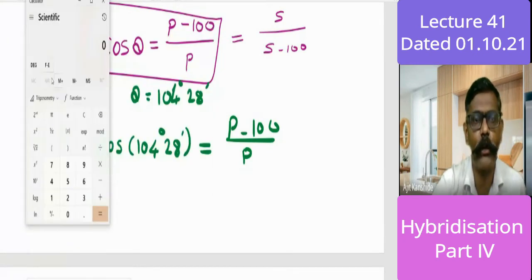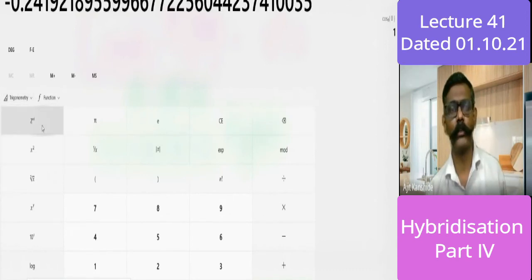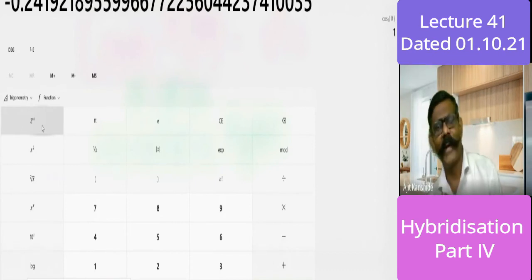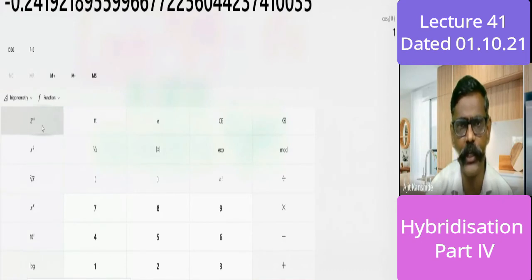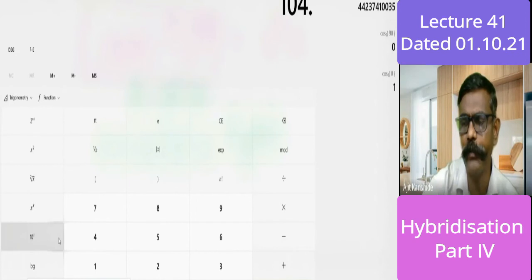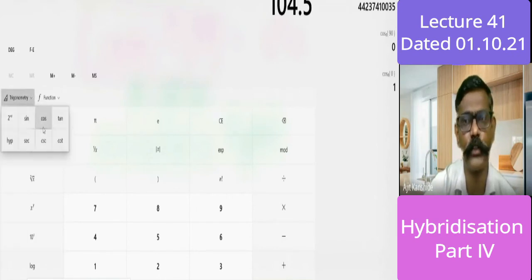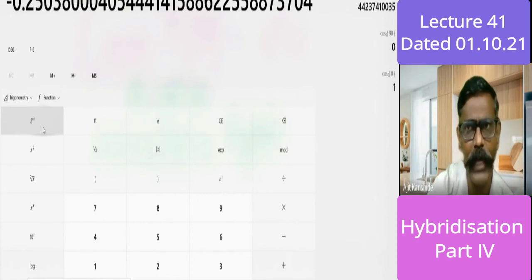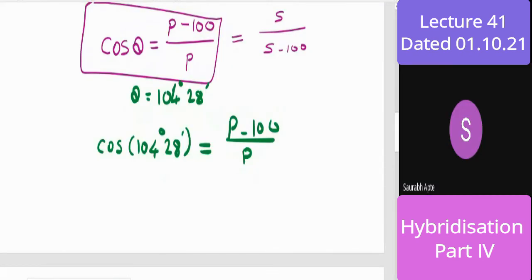Students, could you see the calculator which I am showing here? Okay, the angle is 104, and I want the cos function. What is the answer? Minus 0.24, which is almost 0.25. Actually, 104 degrees 28 minutes is there, no? Otherwise, what I consider simply is 104.5 and its trigonometric cos function. What is the answer? Minus 0.25.